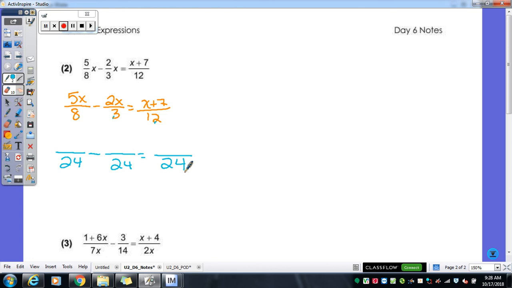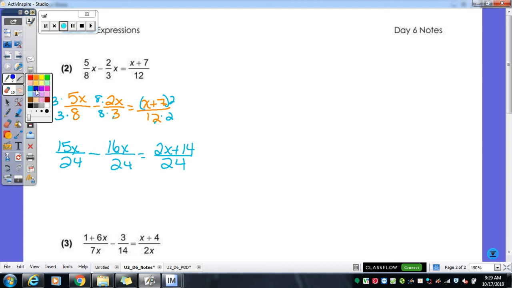So I want to make all those 24s. As we were doing before, what times 8 gives us 24? 3. So we have to multiply both top and bottom of that fraction by 3 to get an equivalent form of it, but over that common denominator. And then the 3 we would have to multiply times 8. That would give me a 16x. And then that last fraction, what do we have to multiply by? 2. So we would get 2x plus 14 for that.